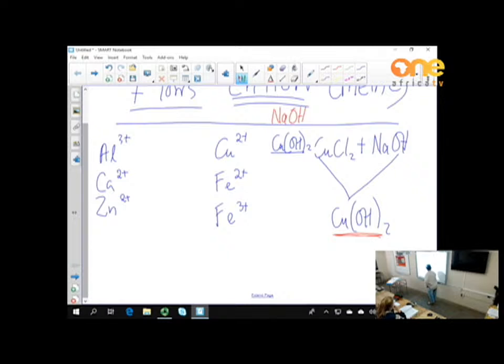All right, copper hydroxide. I will get an iron hydroxide, which is green in color. All right? And if I have got iron 3 ions in solution, and I add sodium hydroxide to it, I will get a red precipitate. Yeah, a red-brown. Okay? What's the color of rust? Rust is iron 3.